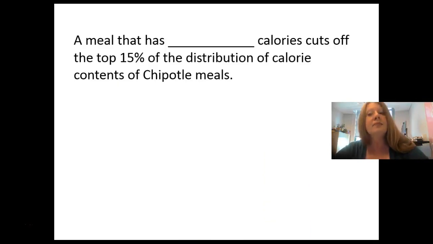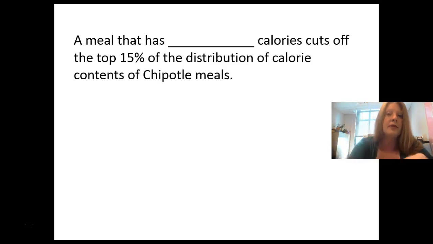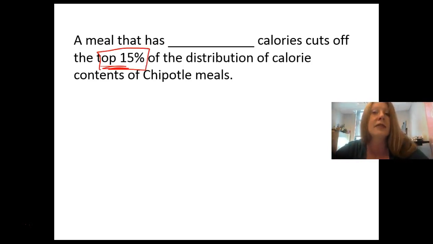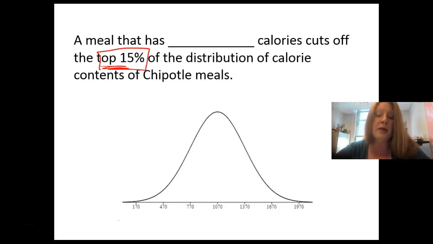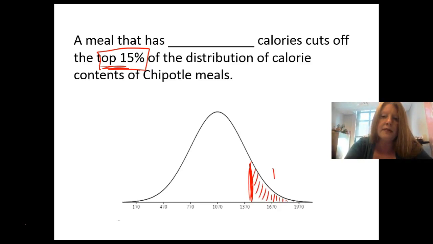A meal that has blank calories cuts off the top 15% of the calorie contents of Chipotle meals. So we're looking for the top 15%. What number cuts off the top 15%? Here's my distribution. I know that number is probably going to be over here somewhere. So I want the value that cuts off the top 15%.